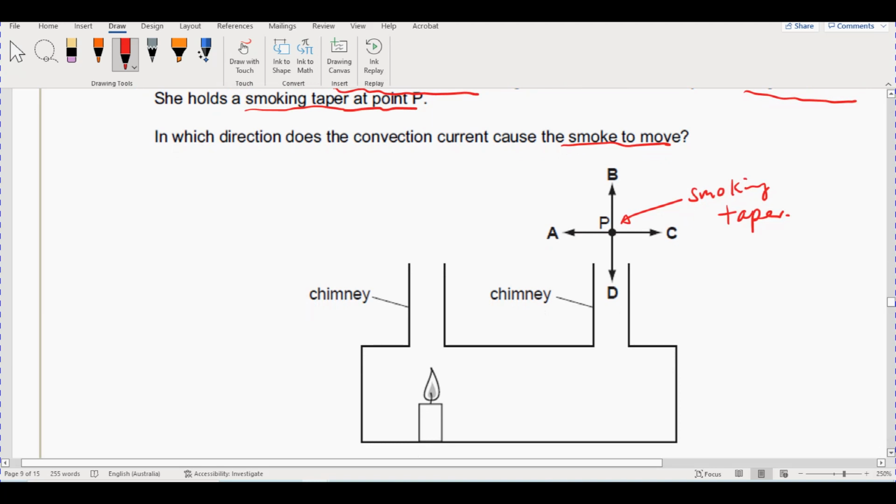My hint is, when there's a candle right here, that would be the hotter region. And how about the rest of them? The further away from that candle, this side should be colder. So then what happens? I give you 2 minutes to think about this. I'll pause the video.